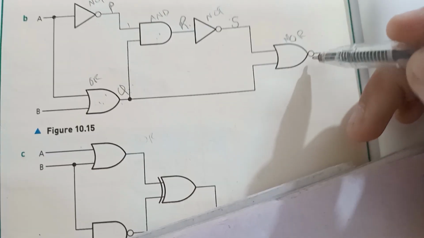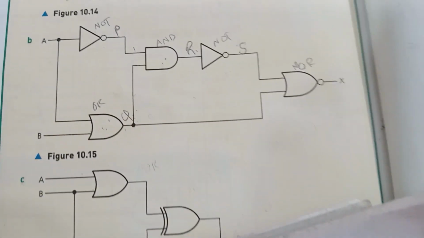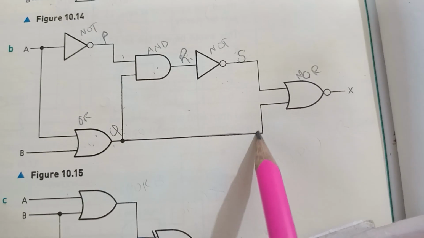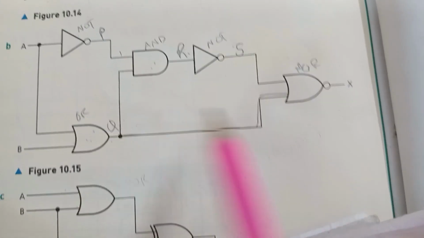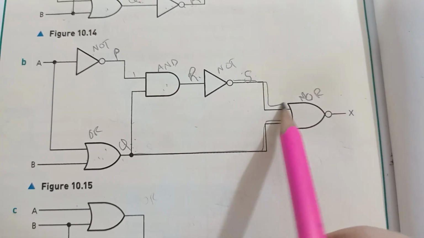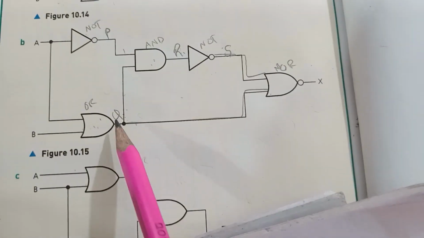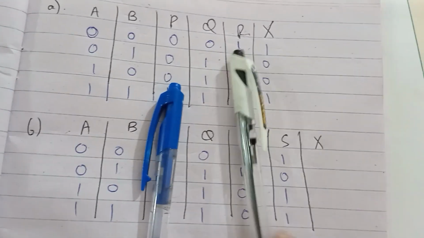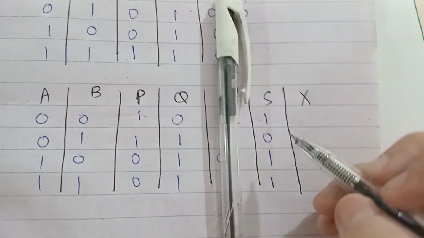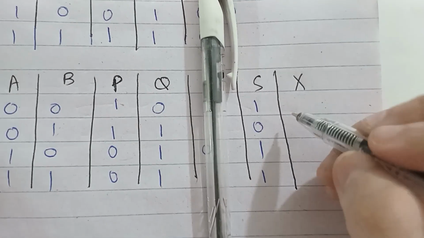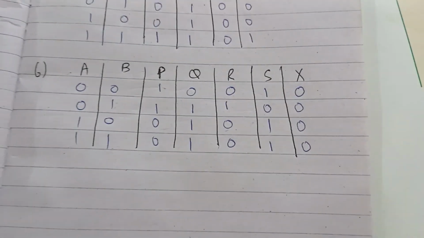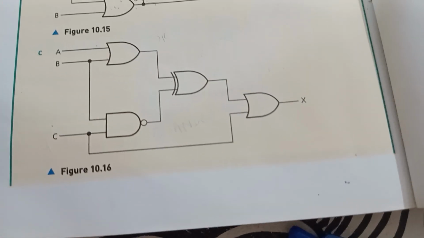Now this is NOR gate and the output is X. Now let's trace what is the input to this gate. Here you go. This Q is the input and here it is S. So S and Q are the inputs to NOR gate. NOR gate is the opposite of OR gate. So it means that 0, 0, 0, 0. This is our part B. Now let's have a look at part C.